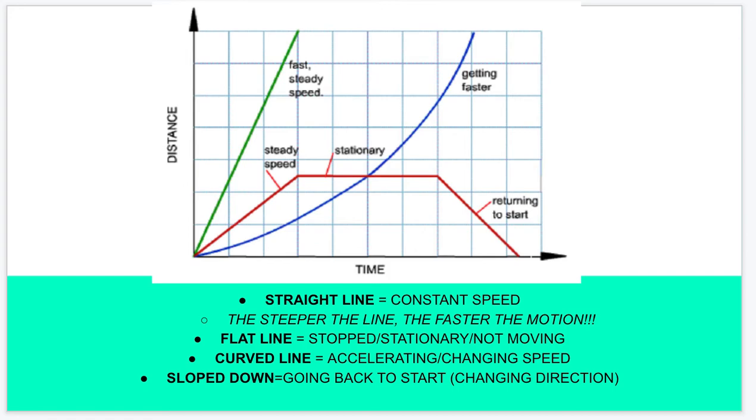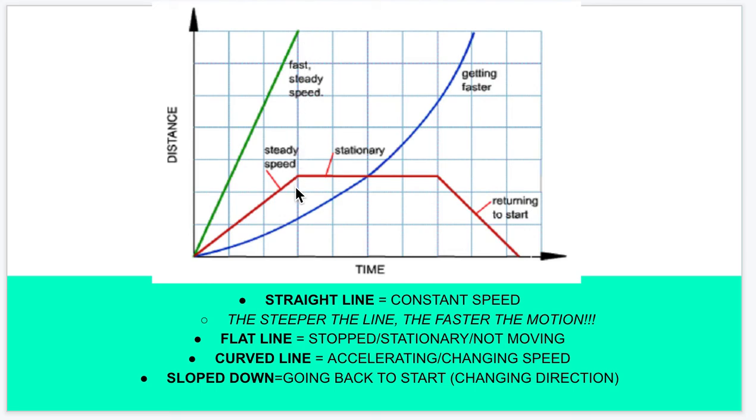This is very important. Our straight line means constant speed, like we see here on red. That's a straight constant speed. This green is a faster constant speed. The steeper the line, the faster the motion, just like our green one. It's taking them a lot less time to get farther. Look at red and green. In this much time, red is only that far, green is way farther.